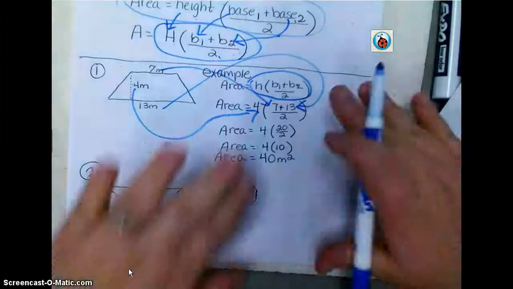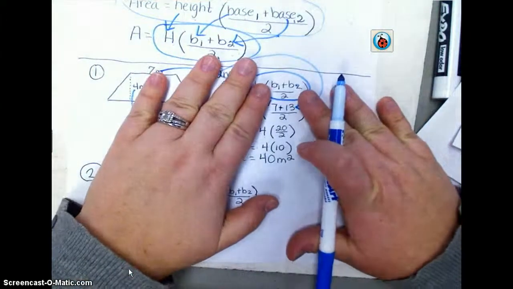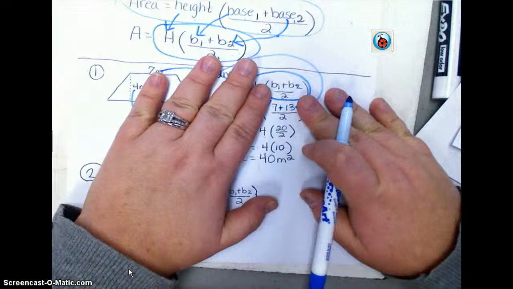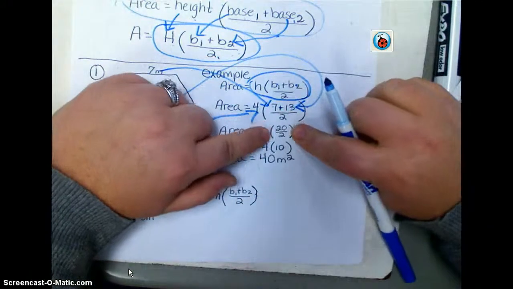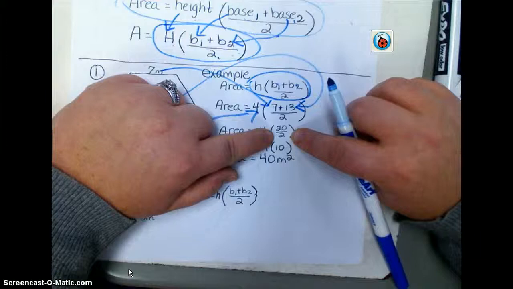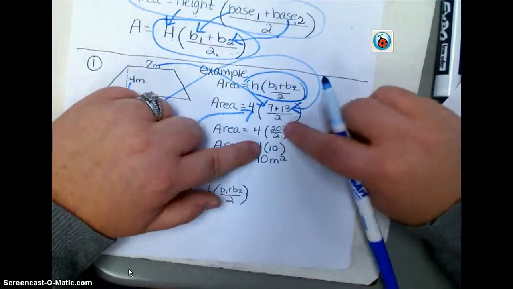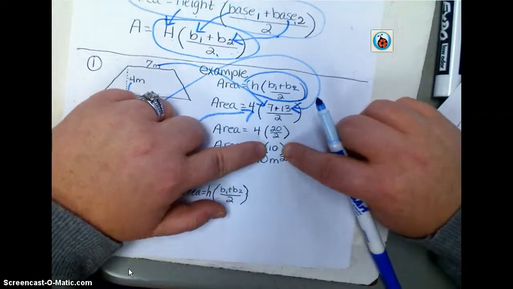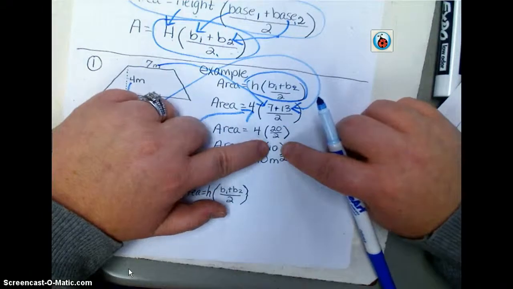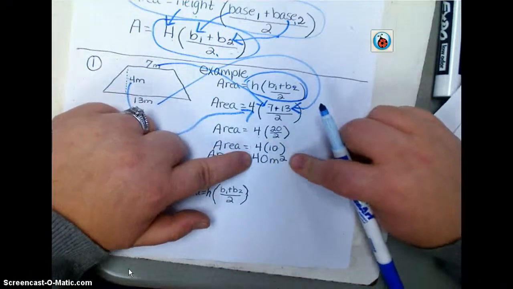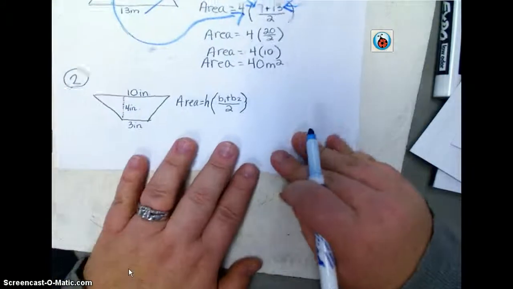Now I'm going to simplify my parentheses. So 7 plus 13 is 20. Notice I wrote 20. I still left divided by 2. The next step, I took 20 divided by 2 and got 10. My final step, I took that 10 times my height and got 40. 40. Okay, let's work through number 2 together.